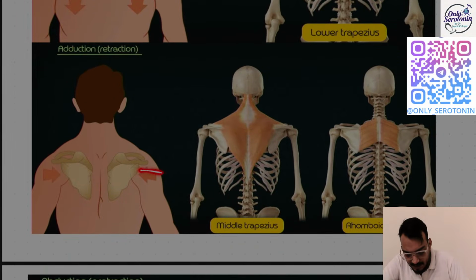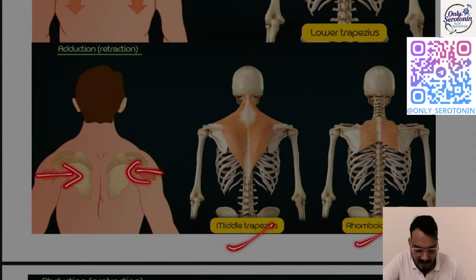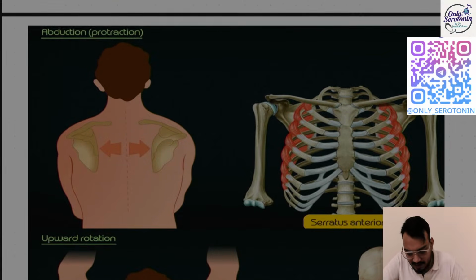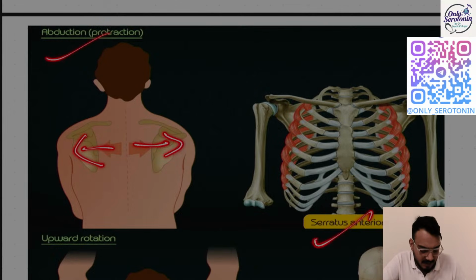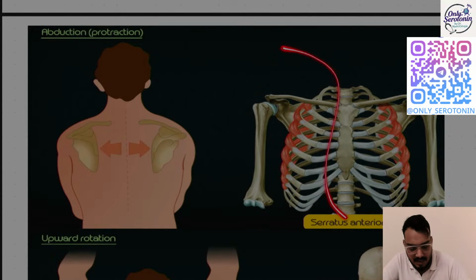Then the adduction towards the midline, this kind of movement, will be done by the middle trapezius and the rhomboid muscles. Then you have abduction away from the midline. It is done by what, guys? Serratus anterior muscle. This serratus anterior muscle is also known as what, guys? Anyone can comment?